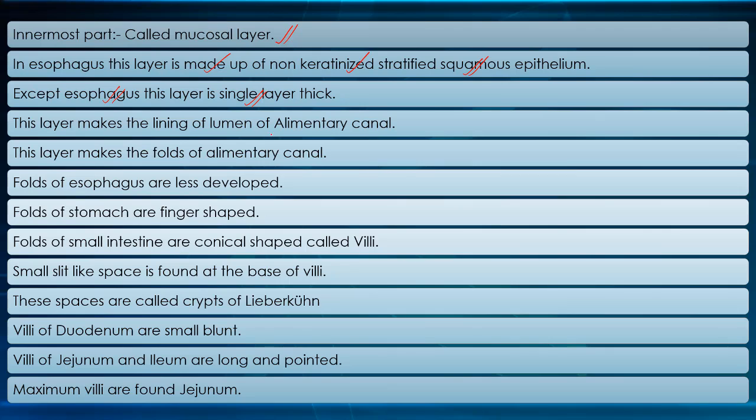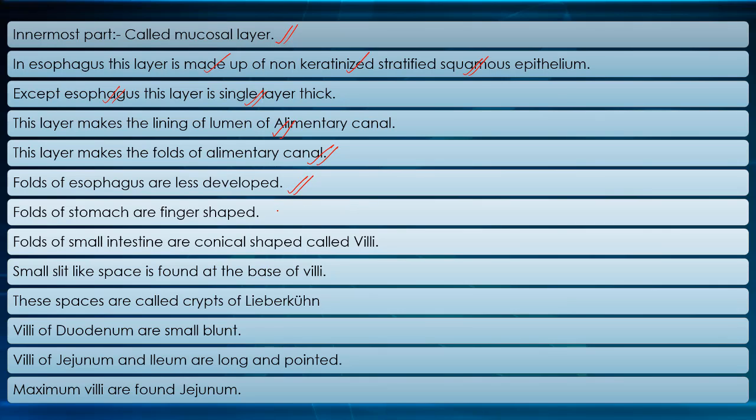This layer makes the lining of the lumen of the alimentary canal. This layer also makes the folds of the alimentary canal, and these folds are supported by the outermost layer. Folds of the esophagus are less developed.